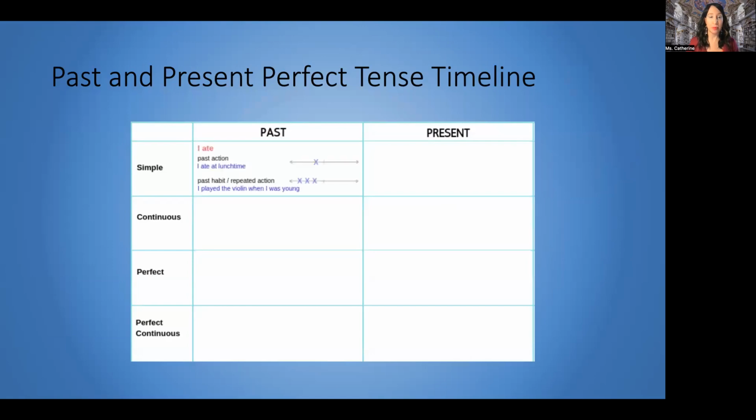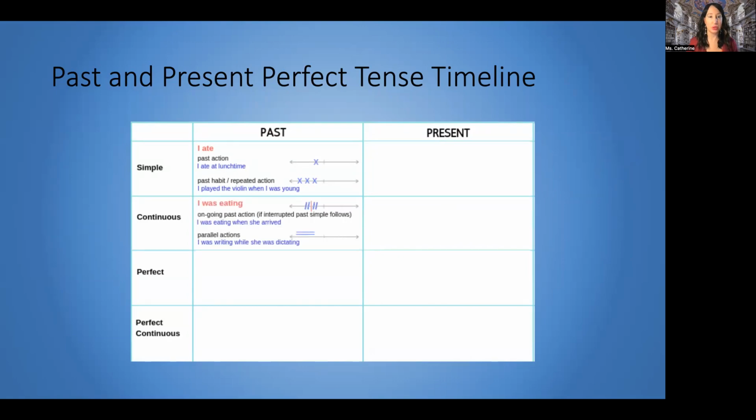So the past simple would be I ate. This is a past action. I ate at lunchtime. It's also a past habit or a repeated action. For example, I played the violin when I was young.